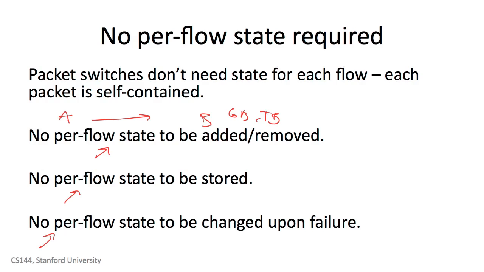And if you're not maintaining this per flow state, then when there's a sudden shift in the network, you don't need to repair it. You don't need to change it because, gosh, I can just route around it. And it's, again, just based on these individual packets. I'm just making decisions for the next hop based on the packet itself.